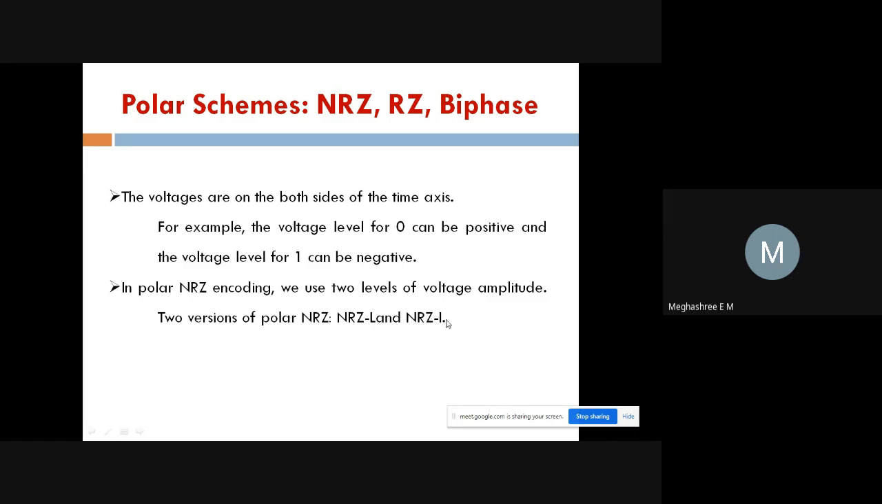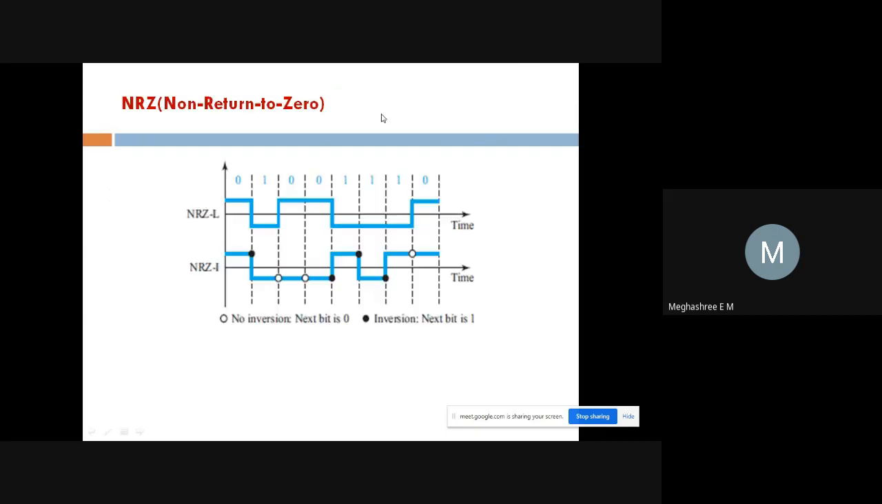That is NRZ-L and NRZ-I. So I'll repeat. Under NRZ encoding, we follow two versions, that is NRZ-L and NRZ-I. Now we'll see what NRZ is. NRZ stands for non-return to zero, and NRZ-L represents NRZ level and NRZ-I represents NRZ invert. These are the two versions under NRZ. As you can see in this representation, I've represented NRZ-L and NRZ-I. Let's start with NRZ-L. As I said, NRZ-L is non-return to zero level.